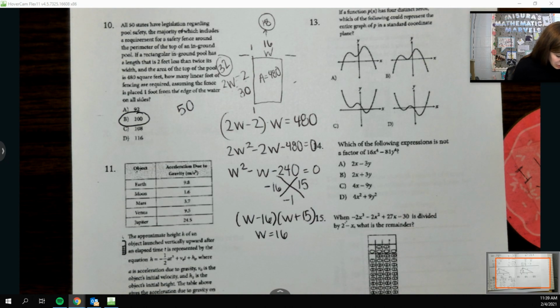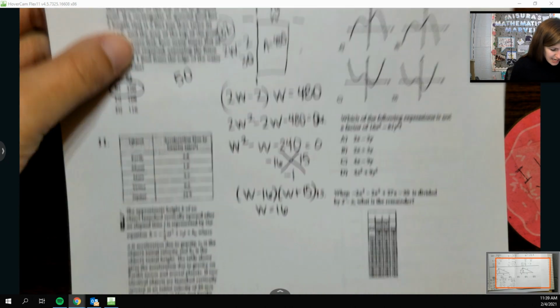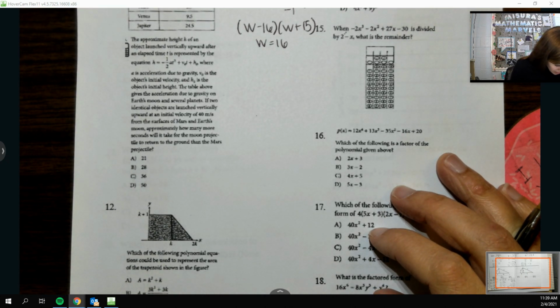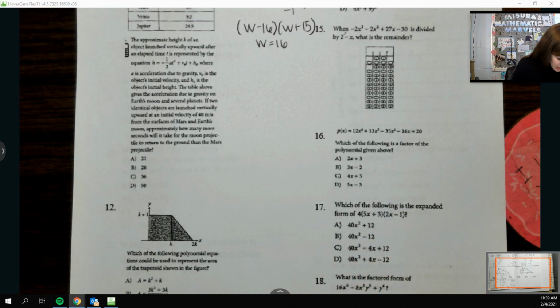Okay, 11 looks really good, but I think I'm going to save it. Let's jump down to 12. Gosh, I almost want to save that one for when we do geometry stuff.